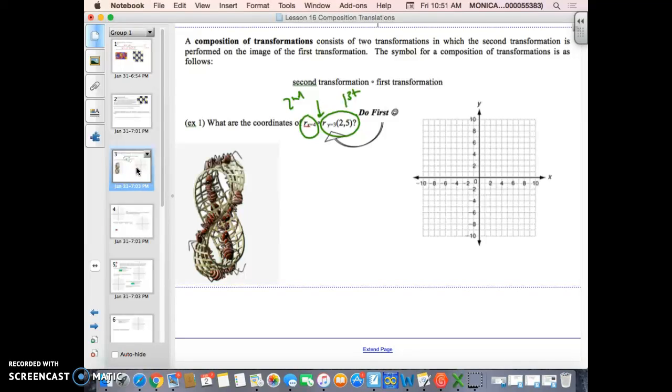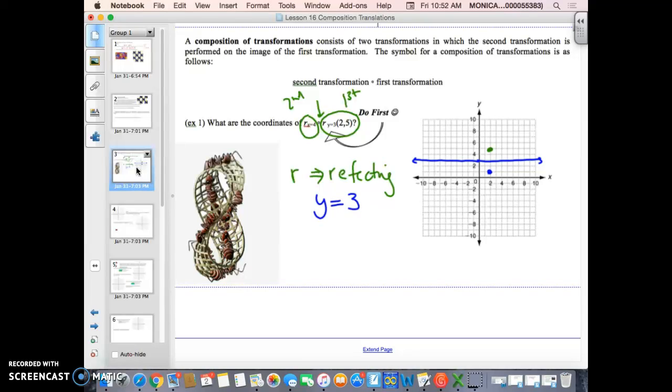So let's go ahead and start. How would we do this? These little R's indicate we're going to be reflecting, okay? So let's start by graphing the point 2, 5, which is here. Then the first reflection, we're going to reflect across y equals 3. So again, we're going to go to the y-axis. Here's where y equals 3. I'm going to draw my line, and I'm going to reflect this across, which is right here.